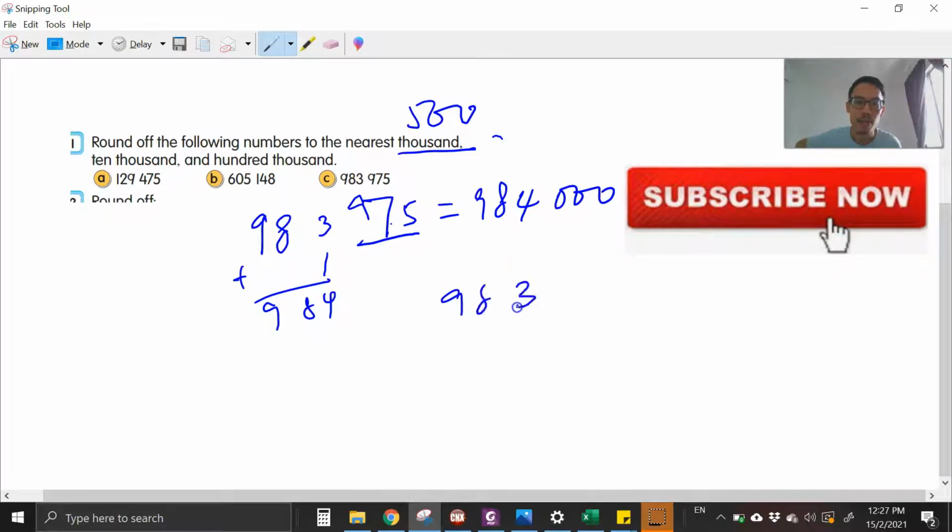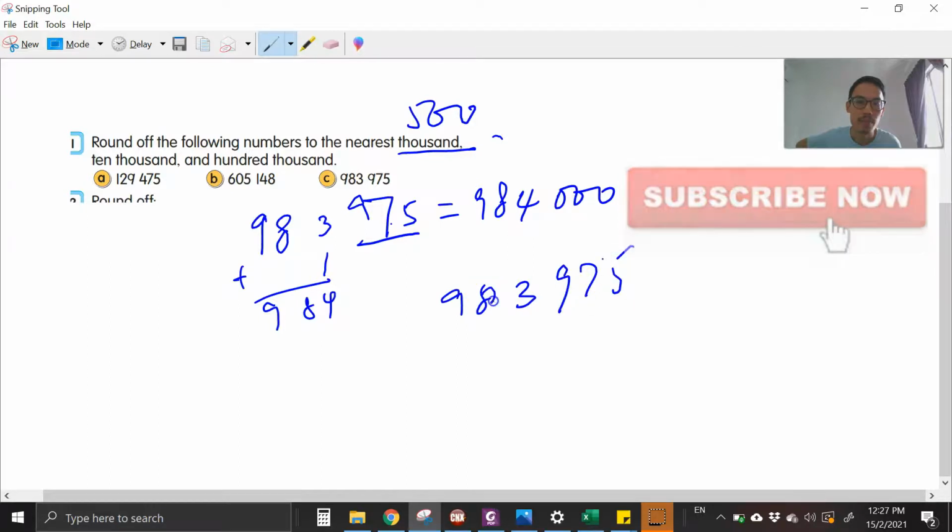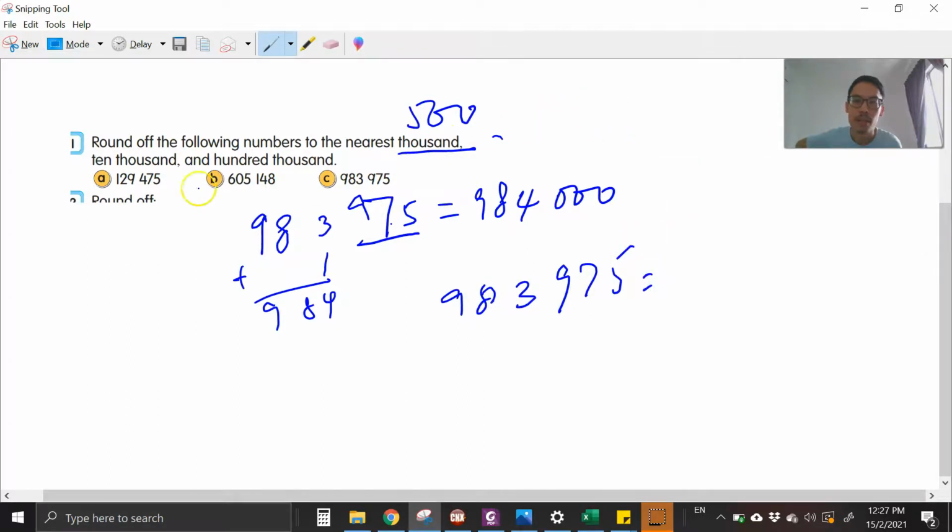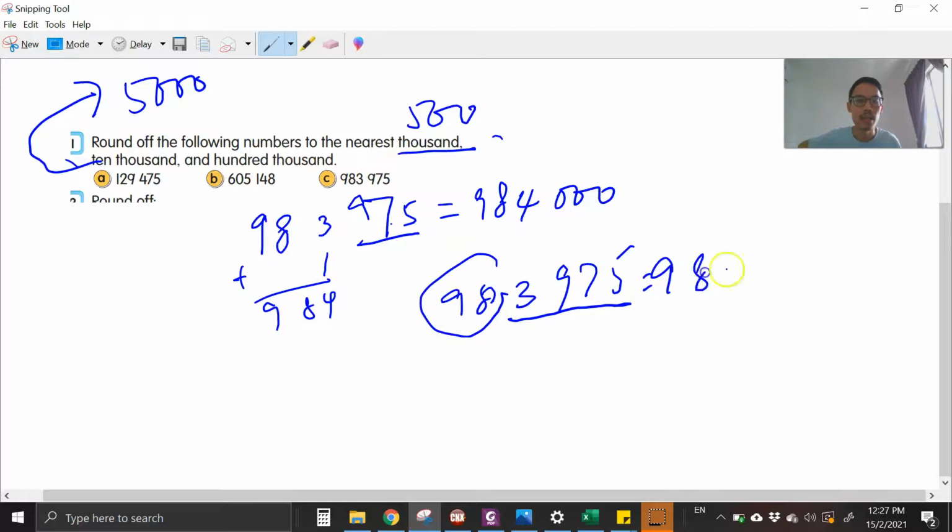And then for nearest 10,000, you divide it by 2, you get 5,000. So you have to compare with 5,000. 5,000, there are 4 digits, so I underline 4 digits. This one is smaller, so no need to plus 1. You just copy 98, change the 4 digits to zeros. So you get 980,000.